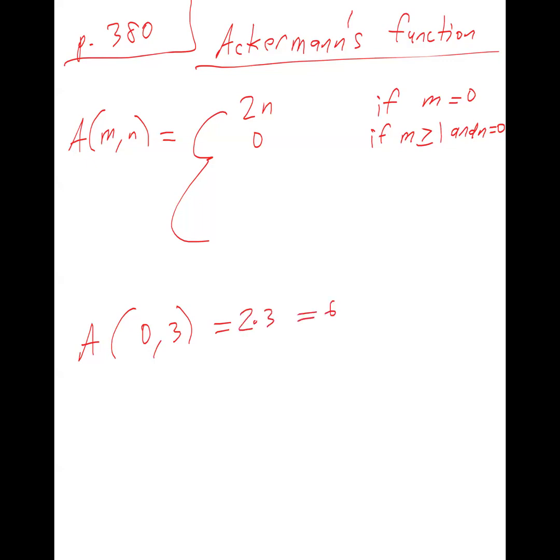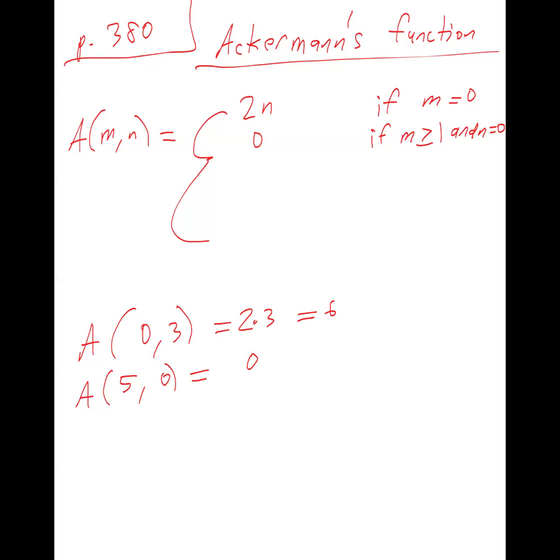Correct. Okay, let's try another test example of this Ackermann's function. Let's make m be greater than or equal to 1, let's just say 5, and make n be 0. So it's A of 5, 0. 0, correct, because the second piece applies to that one.